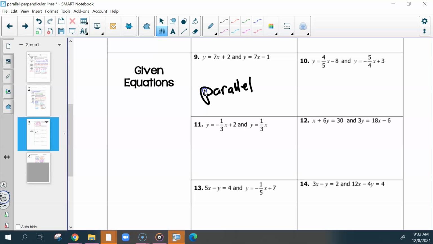For number 10, would these be parallel, perpendicular, or neither? Perpendicular, because we have a flipped slope and one of them is negative.